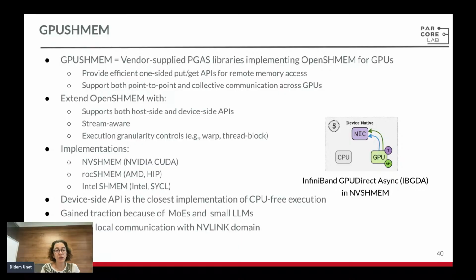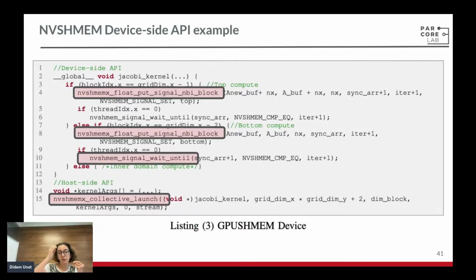NVSHMEM particularly gained traction because of mixture of experts and small LLMs, because you can do efficient communication within an NVLink domain and access other GPUs' memory as your own. It simplifies programming, but it can also introduce errors, because you're touching another GPU's memory, so you can introduce race conditions. So I'll show an example here.